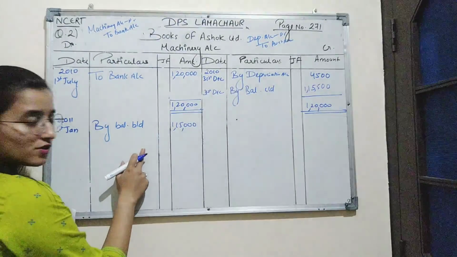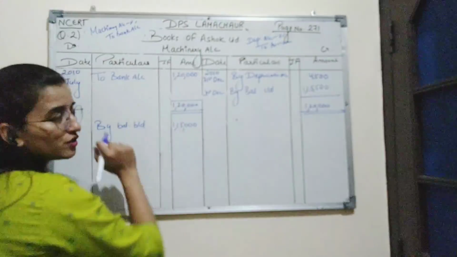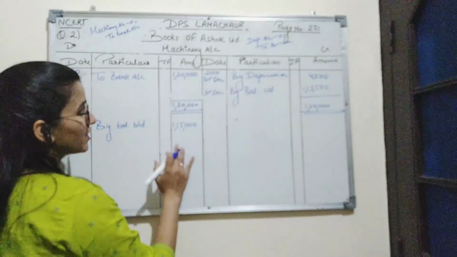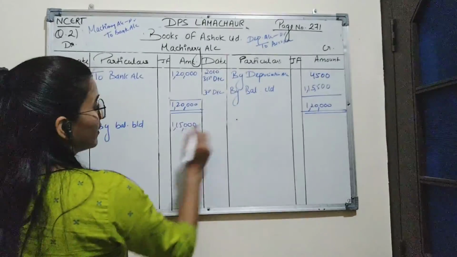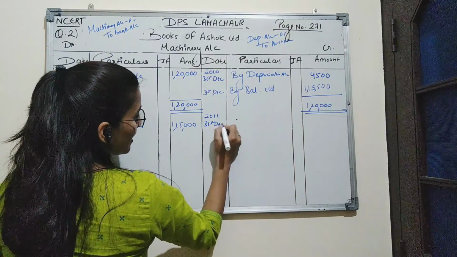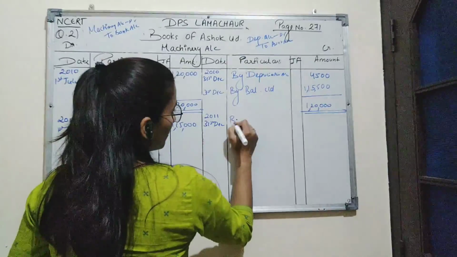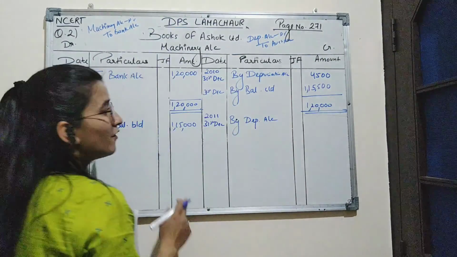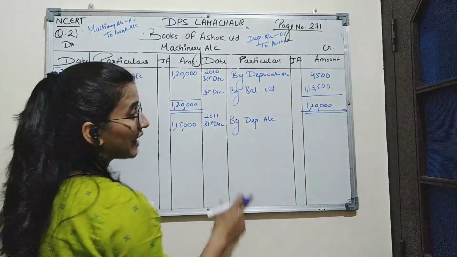Now in this year also depreciation will be charged on original cost, because this is the straight line method. So we will charge depreciation every year on original cost. So here the year ending will be 2011, 31st December, as depreciation is charged at the end of the year, by depreciation account. We have already calculated the depreciation amount per annum, which was 9,000.